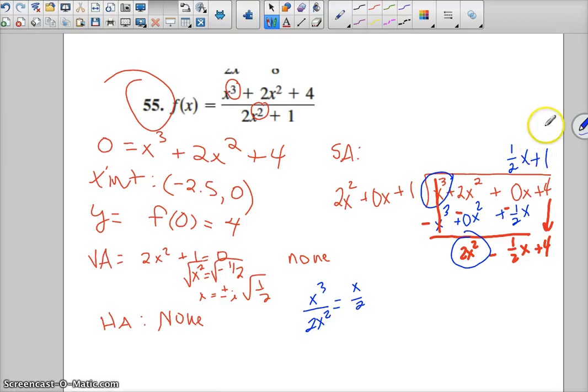Now remember, your goal here was not to divide, but to find the slant asymptote. Recall that a slant asymptote is a linear function, y equals mx plus b. So once you have y equals mx plus b, you may stop the long division. We now have the equation of our slant asymptote. So let's take our information and sketch it now.